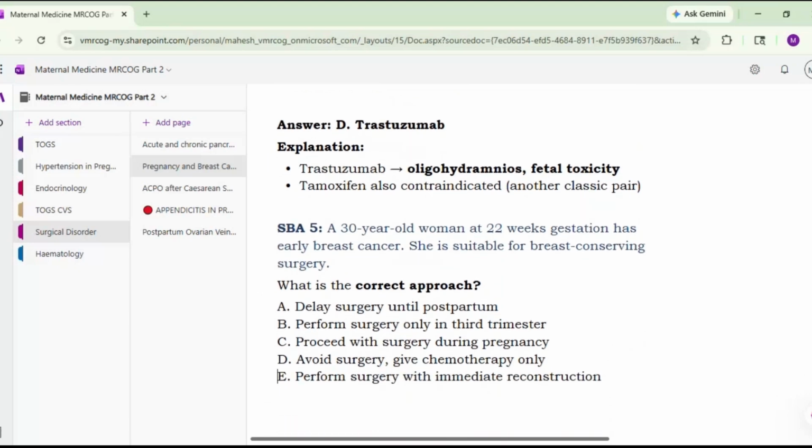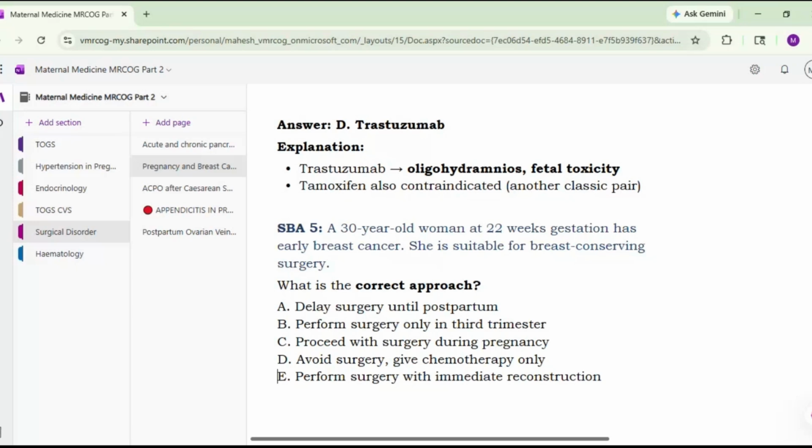Next. A 30-year-old woman at 22 weeks gestation has early breast cancer. She is suitable for breast conserving surgery. What is the correct approach? A. Delay the surgery until postpartum. B. Perform surgery only in third trimester. C. Proceed with surgery during pregnancy. D. Avoid surgery, give chemotherapy only. E. Perform surgery with immediate reconstruction. It is C. Proceed with surgery during pregnancy.